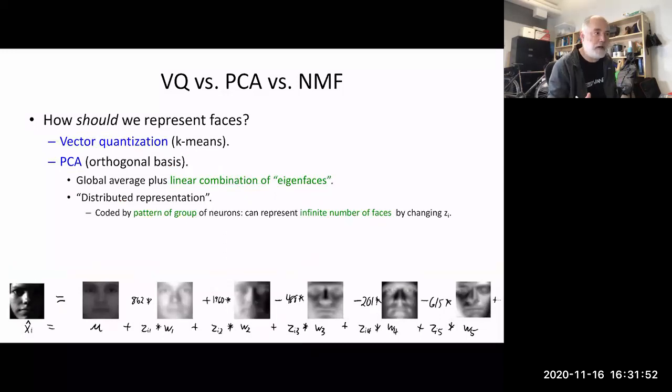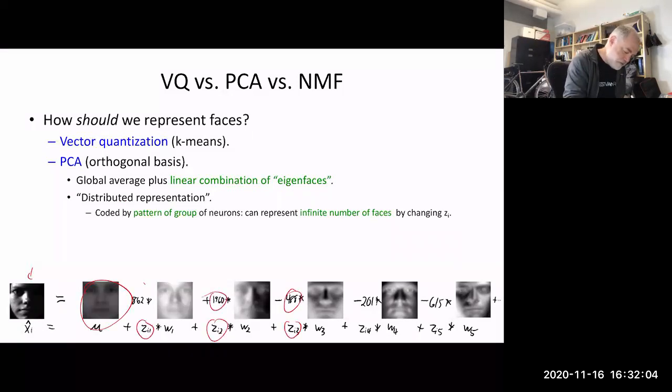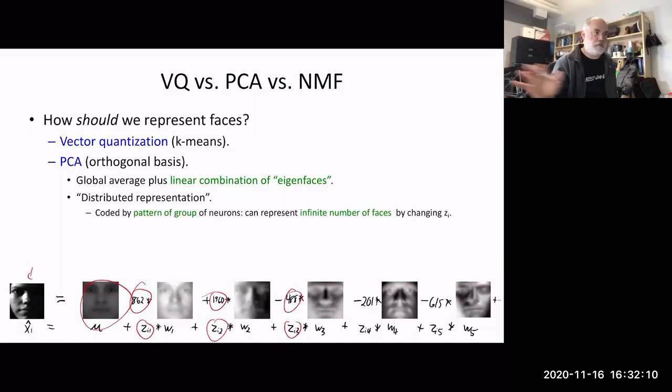We've been talking about PCA, right? So we represent a face as a global average plus a linear combination of eigenfaces. So the code is going to, again, be these numbers, right? So that's the code that's going to be represented somehow, right? Now you can represent an infinite number of faces. You can represent a continuum over faces by changing the code.